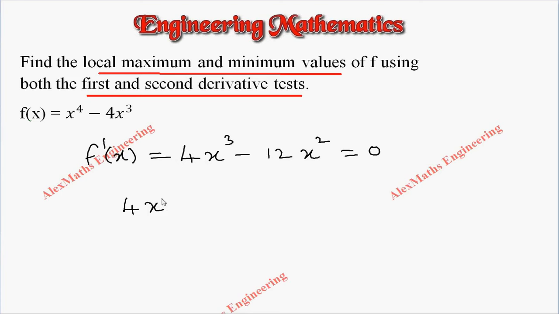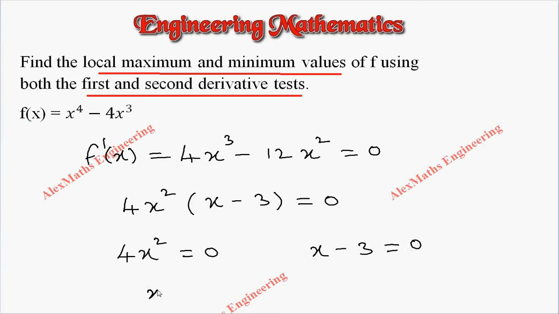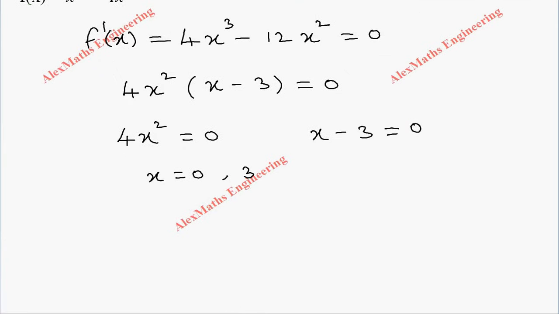We have to take 4x square common, which will become x minus 3 equal to 0. By taking individual factors to 0, we get two critical values. One is x equal to 0 and other is 3. Now, let's take a number line from minus infinity to plus infinity, and we'll plot the critical values 0 and 3. So we get three intervals.